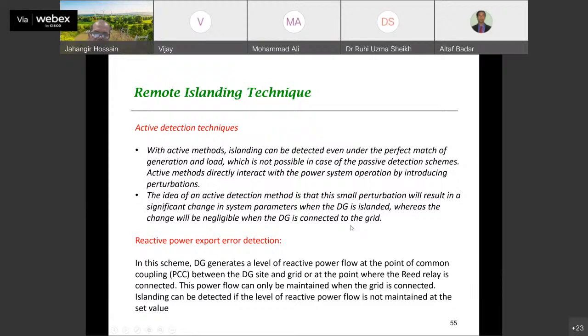One of the schemes you can use under that is reactive power export error detection. As you know, the DG generates a level of reactive power flow at the point of common coupling between the DG and the grid. But this power flow can only be maintained when the grid is connected. So islanding can be detected if that level of power flow is not maintained at the set value. That is one of the ways that you can detect.